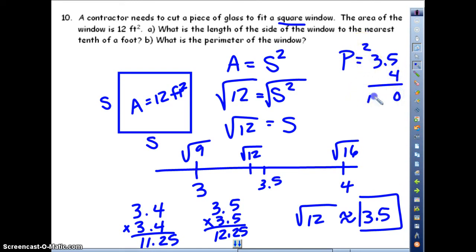That's 12, 13, 14 with 1 decimal point. My perimeter is going to be 14 what? And I forgot my units here. Yeah, that's 3.5 feet, and this is going to be 14 feet. You have 2 answers there. Okay? Good luck with this, guys.